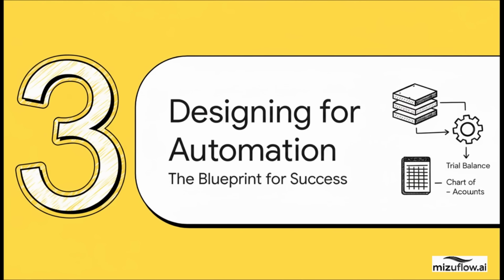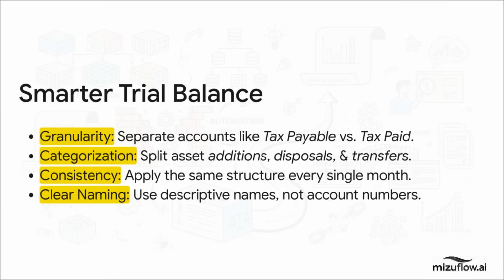Okay, so we know the foundation is critical. Now for the fun part. How do we actually build it the right way? This next section is all about the practical, hands-on principles for creating a data structure that's built for automation from day one. This is really where the magic happens. Look at these principles. Just by doing something as simple as creating separate accounts for tax payable versus tax paid, you've suddenly made automating your cash flow statement about 1,000 times easier.